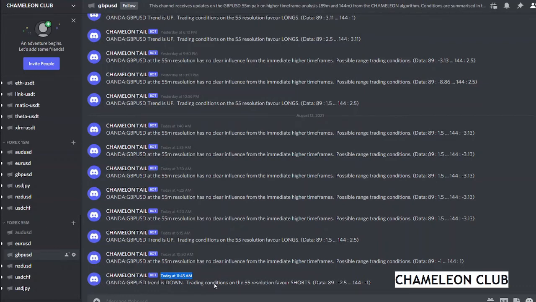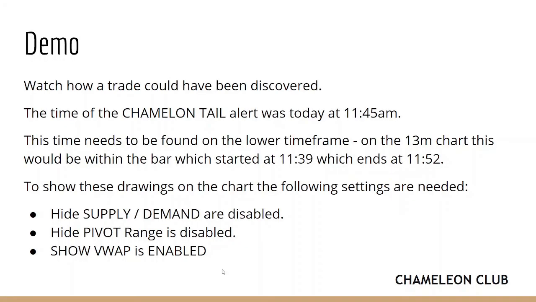To show these drawings on the chart, the following settings are needed. Hide supply demand is disabled. Hide pivot range is disabled. Show VWAP is enabled.